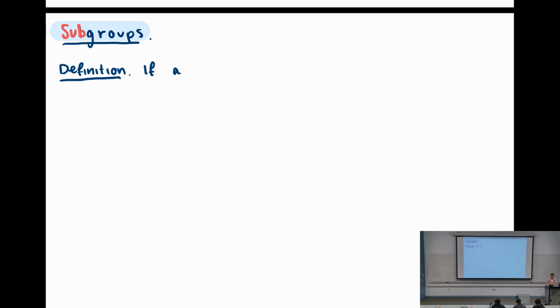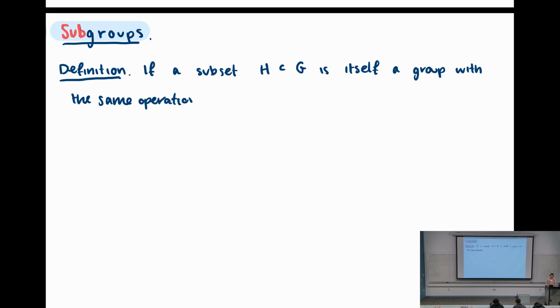So if a subset H of your group G is itself a group with the same operation as G, we say H is a subgroup of G. And sometimes this is written as H less than or equal to G, but there are other notations that appear as well.